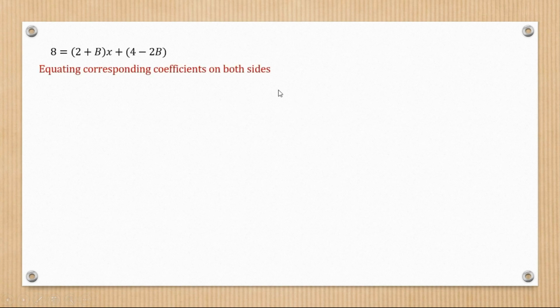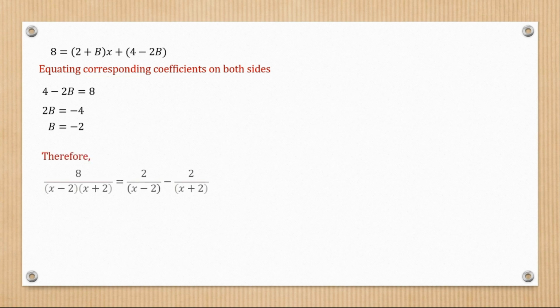And then now we can equate corresponding coefficients on both sides. So we shall see that 4 minus 2b shall be equal to 8, of which 2b is equal to negative 4. As you can see, because 4 minus 8 is negative 4, and then b shall be equal to negative 2. So therefore, we have 2 over x minus 2 minus 2 over x plus 2 as that part for the partial fractions. So therefore, our general fraction shall be equal to 2 plus 2 over x minus 2 minus 2 over x plus 2.